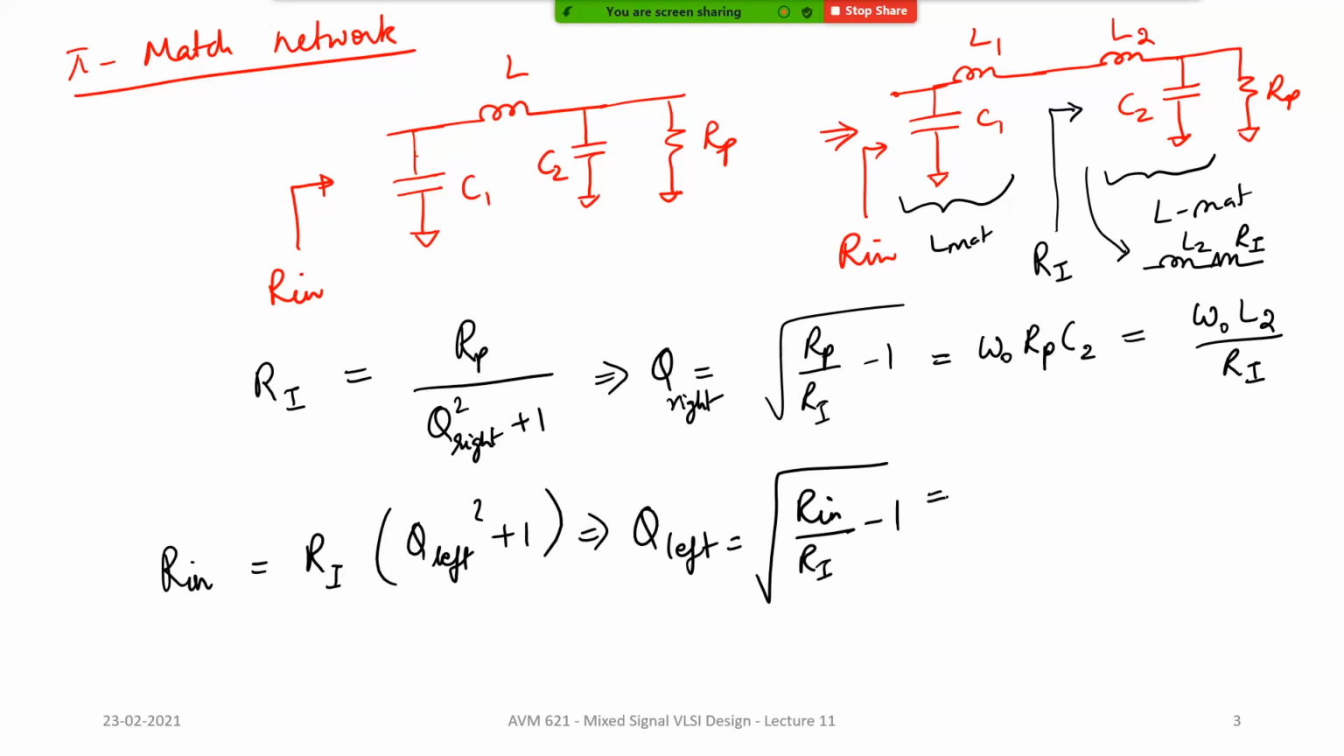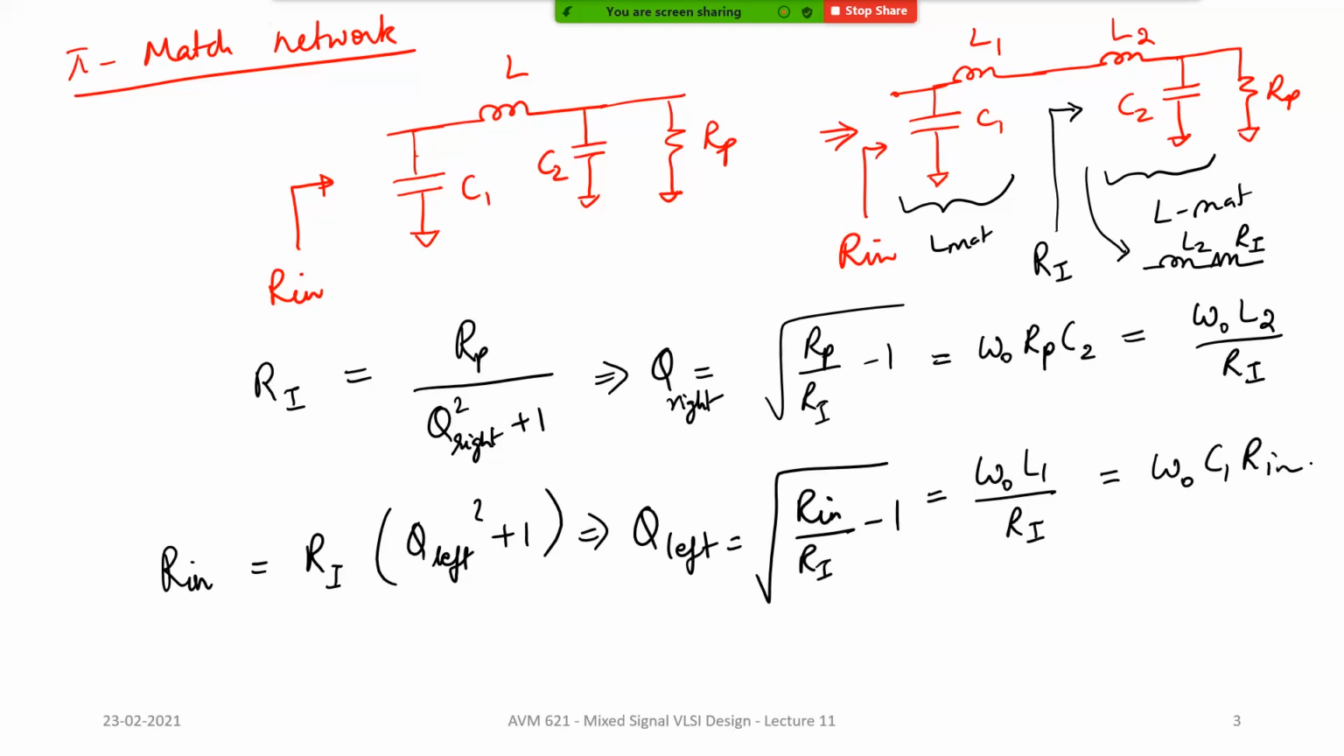In the same way, what can we write for Q left? The inductor is seeing a series resistance of Ri, so omega naught L1 divided by Ri. Or the capacitor is seeing a parallel resistance of Rin, so you can write it as omega naught C1 Rin.